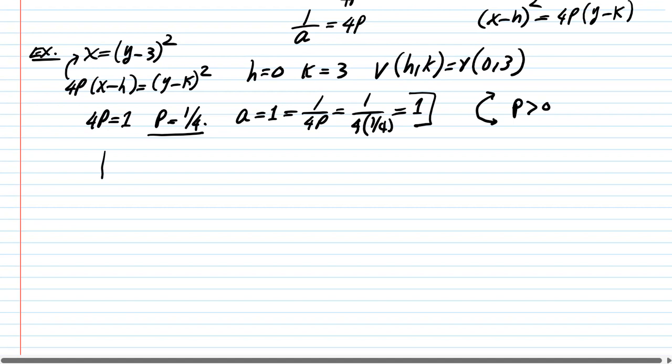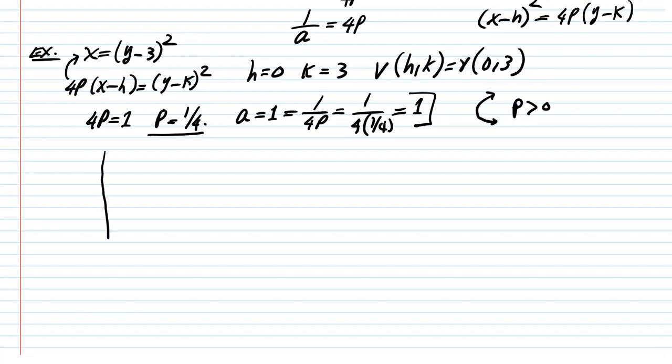So we have the vertex, we know it opens to the right. Let's actually graph this thing now. The vertex is actually up high. The vertex is at (0, 3) here, correct? So go 1, 2, 3. That's where the vertex is. And the parabola opens to the right. So I know it's going to do something like this, correct? Open to the right. The axis of symmetry is going to be a horizontal line.